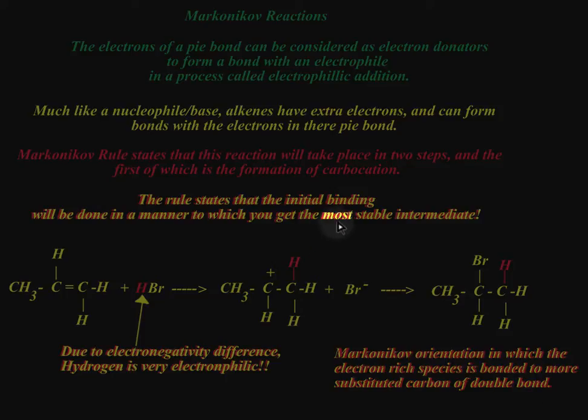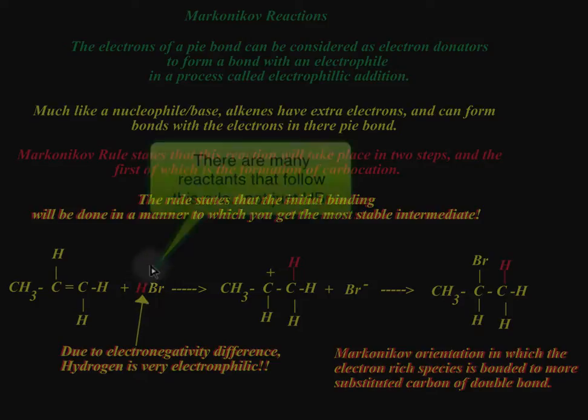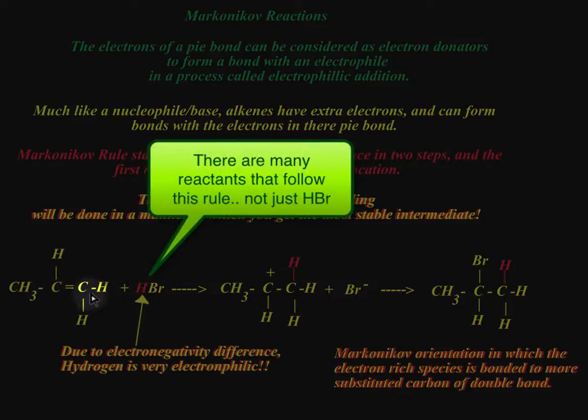Again, the best way to look at it is the most stable intermediate, which requires you to know that the secondary is more stable than the primary. And if you want to just look at basic Markovnikov, think of it in terms of hydrogen binding to the side of the alkene that's got the most hydrogens. Hydrogen is your electrophile here.